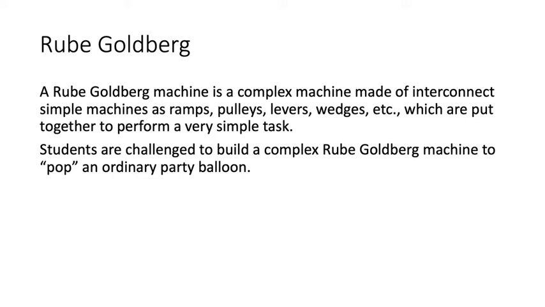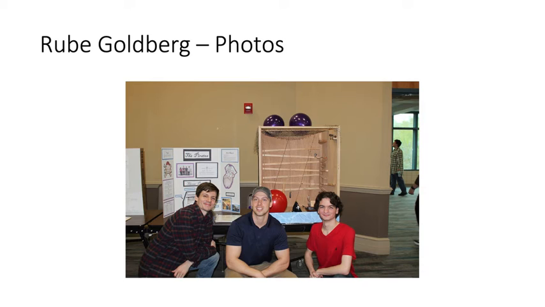What is Rube Goldberg? A Rube Goldberg machine is a complex machine made of interconnected simple machines such as ramps, pulleys, levers, wedges, etc., which are put together to perform a very simple task. The students are challenged to build a complex Rube Goldberg machine to pop an ordinary party balloon. Let's see some examples of these activities.